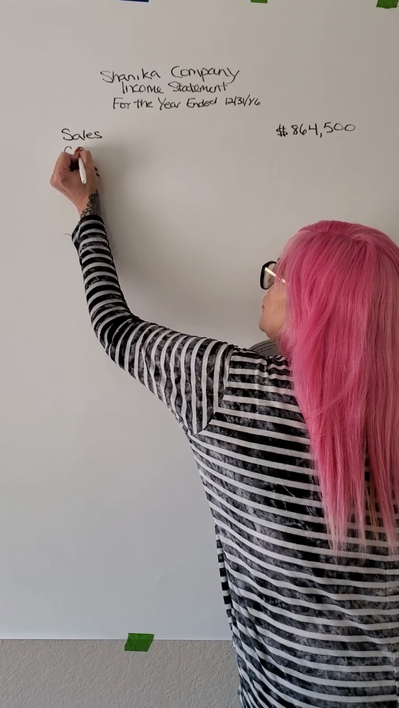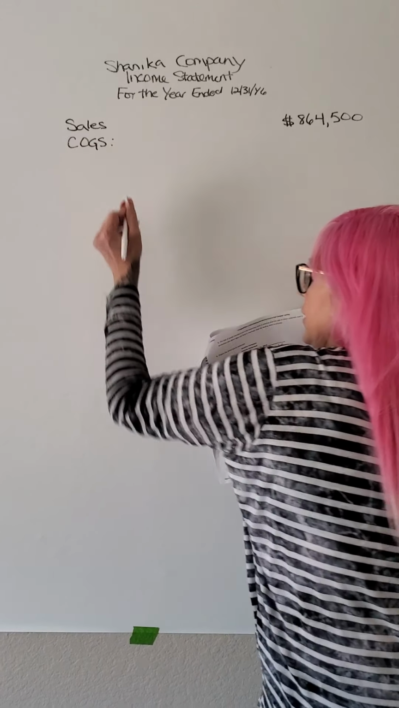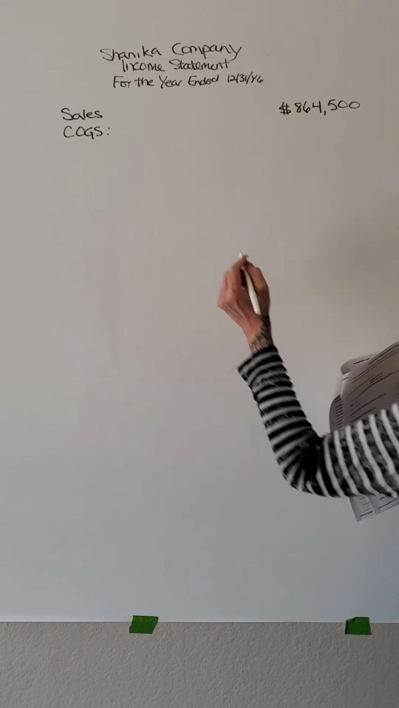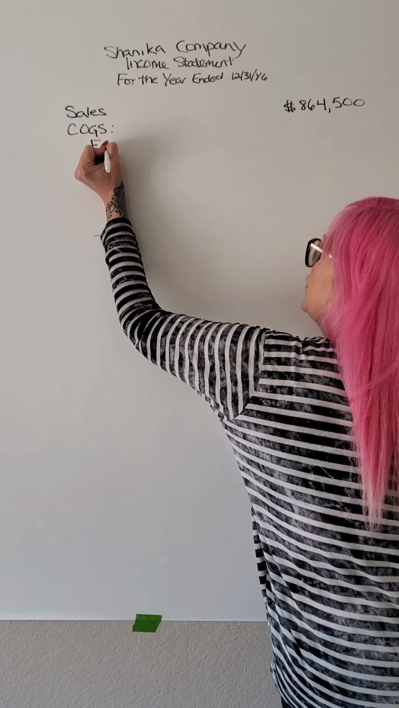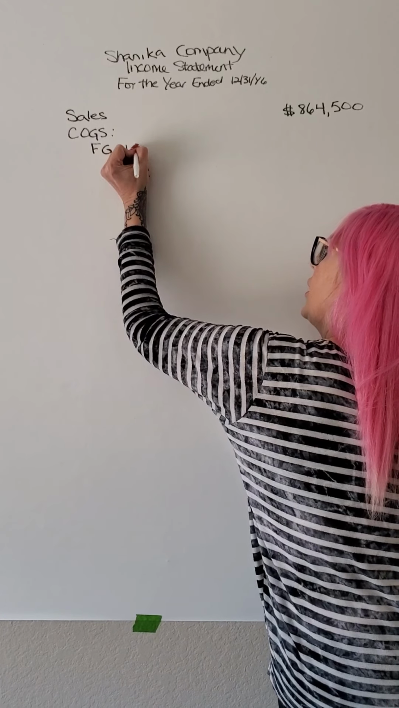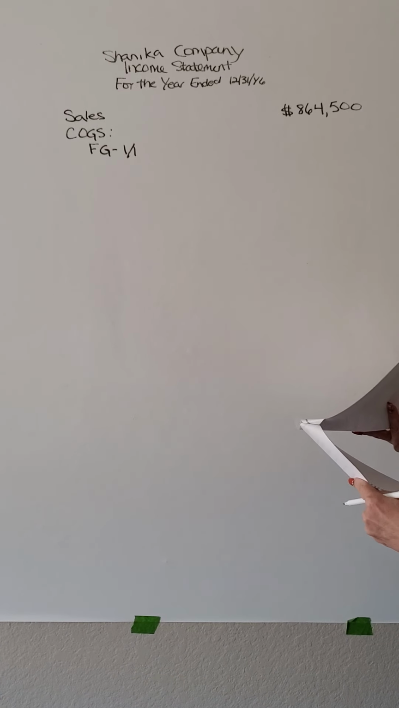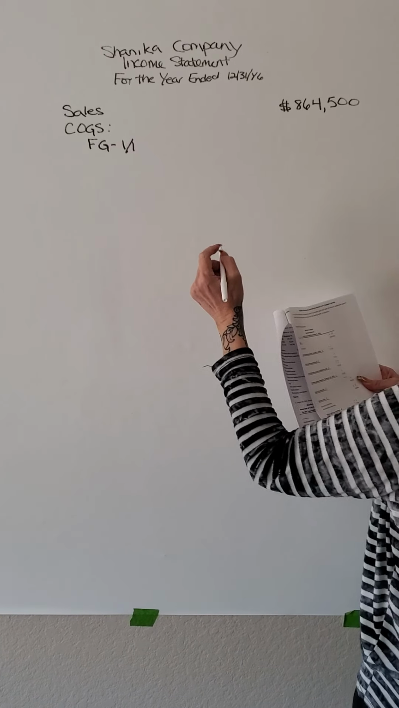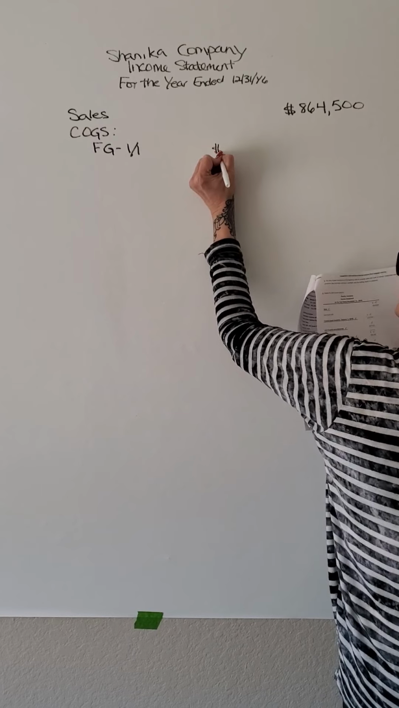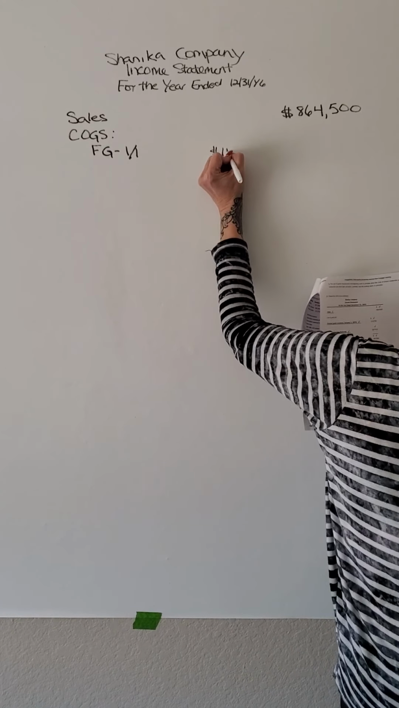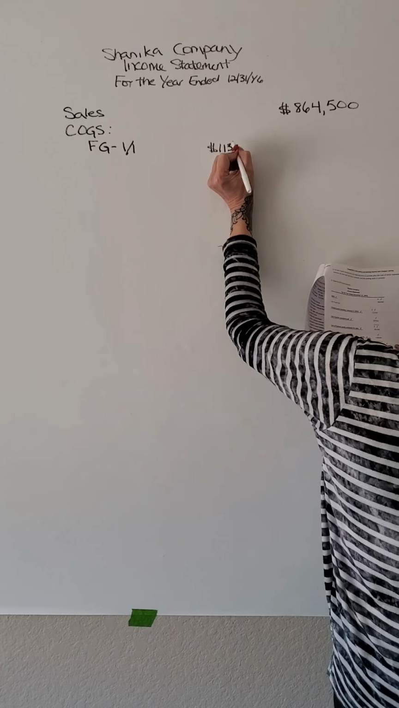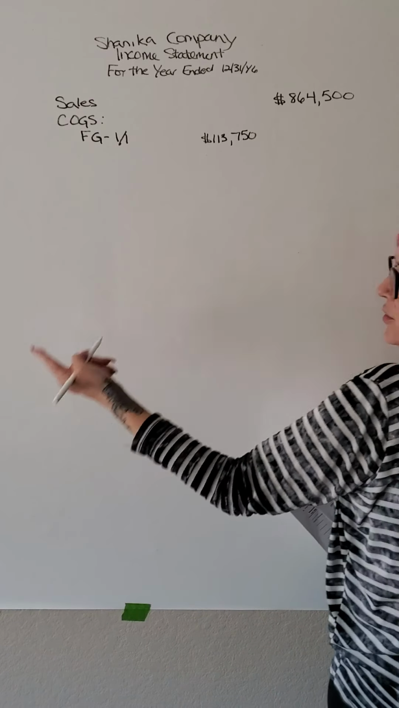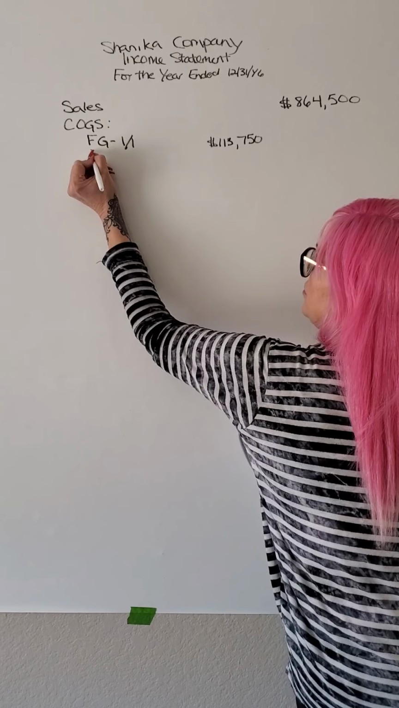And remember, this is a GAAP financial statement, so the next thing we have to calculate out is cost of goods sold. So in order to calculate out cost of goods sold, we're going to take the finished goods inventory on January 1st. So we've got finished goods 1-1. That amount is $113,750. Then we're going to add the cost of goods manufactured.